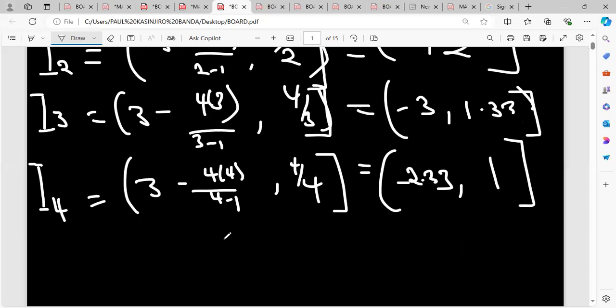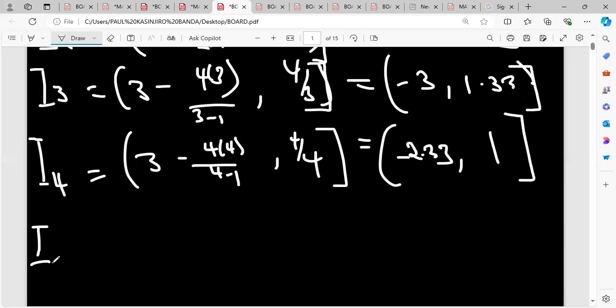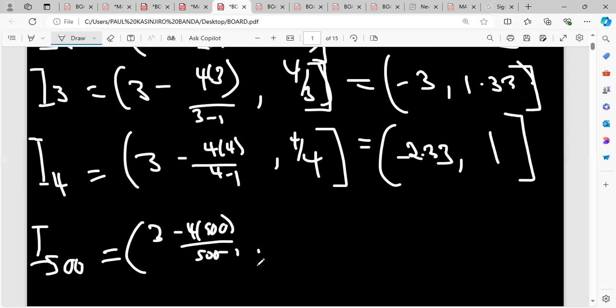Okay, so now let's jump the gap. Let's put maybe 500 and see what will happen. So it will be 3 minus 4 times 500, which you can do on your calculator, divided by 500 minus 1. We'll see what will happen to this interval. So this will be 4 over 500.